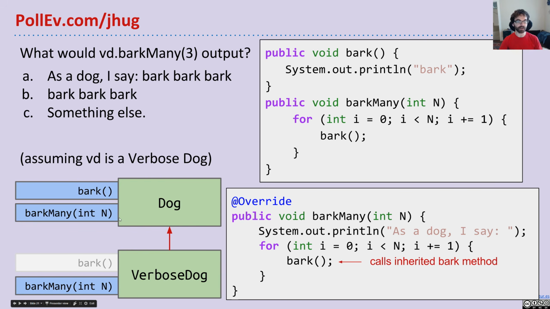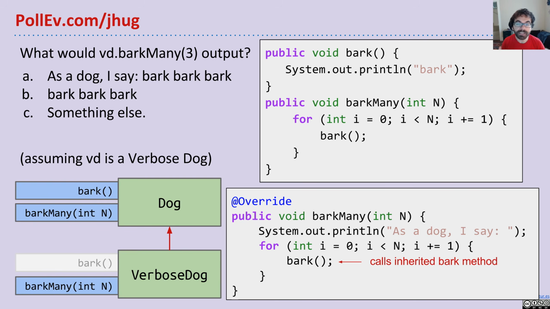So let's imagine, here's my hierarchy. I have a Dog class, it has a bark and a barkMany method. VerboseDog only overrides barkMany, so it inherits bark from above. So the question is, if I do vd.barkMany(3), where vd is a VerboseDog variable, what does this do? Ponder that for a moment. What will it actually output?